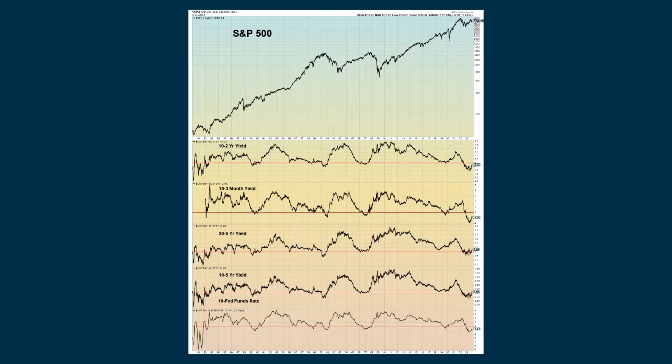I showed a lot of these charts individually. We have the 10 to the 2 and the 10 to the 3 month, which are showing improvement, but they're still inverted, where the 30 to the 5 and the 10 to the 5 have gone back to being normal. And I kind of show them when they seem to mean something, and then I leave them out when it doesn't seem all that relevant.